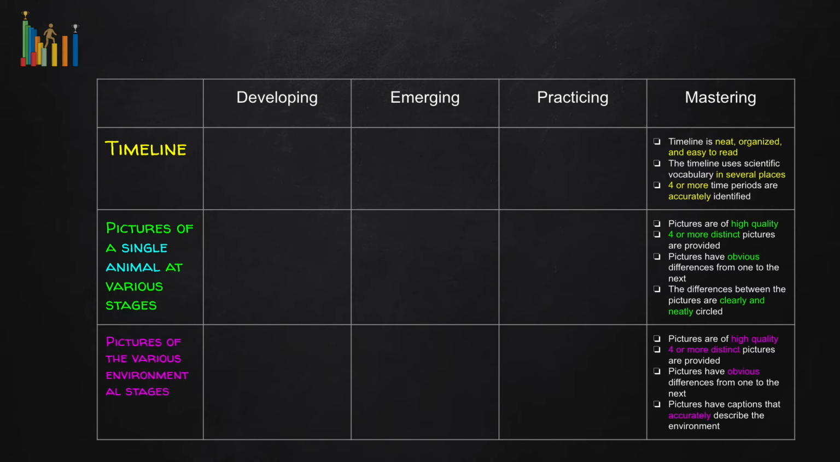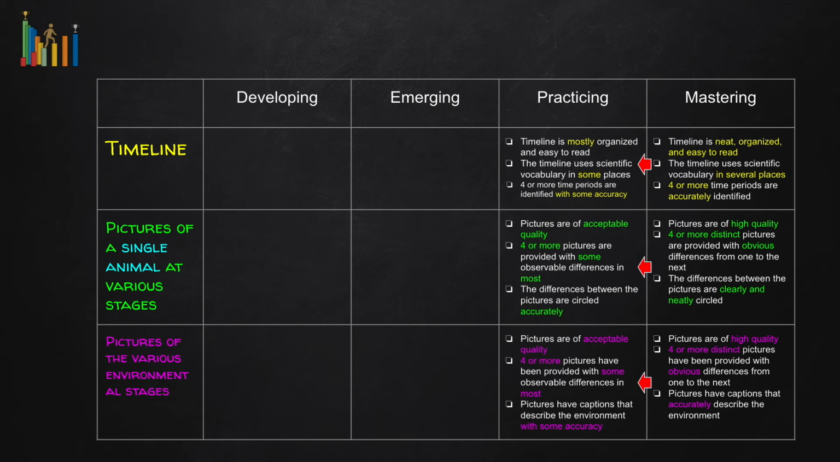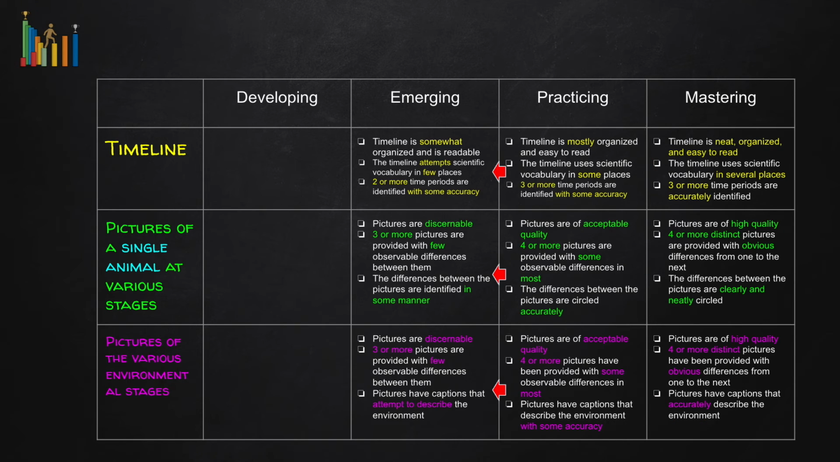Once I know what it looks like when students are mastering each one of these things, I can work my way down the expectation ladder. I do this mostly by changing the qualitative words. Things go from being neat and organized and easy to read to being mostly organized. Things go from vocabulary being used in several places to vocabulary being used in some places. And certain elements go from being accurately identified to being identified with some accuracy. From there, I'm just going to work my way down until I get all of the different levels articulated for each one of these skills.